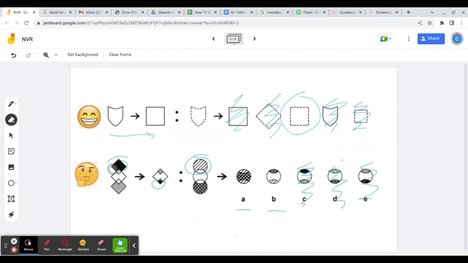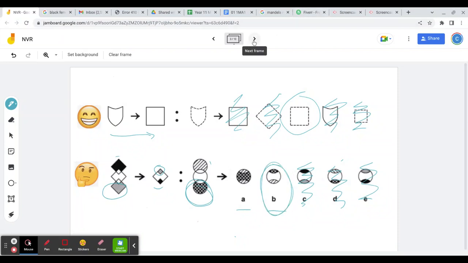The next thing I'm going to do now is look at what's happening to the bottom diamond. The bottom diamond went from a grey shape, and then it ended up as the top smaller diamond. So I need to look for this pattern at the top of mine, and that would leave me with B.